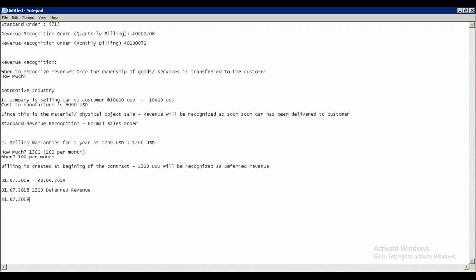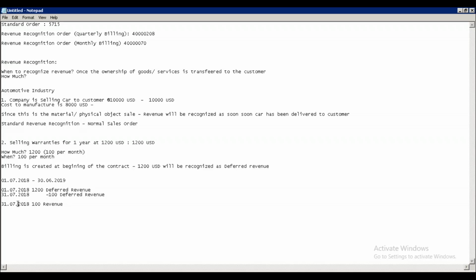So whatever was available in the deferred revenue, every month end, I want this 100 to be transferred as revenue. So what will happen? Your deferred revenue will become minus. Let me enter it here. So 31st of July 2018, there will be the negative posting of minus 100 in deferred revenue, because that deferred revenue will be transferred to actual revenue. Okay, and this will continue for next 1 year.